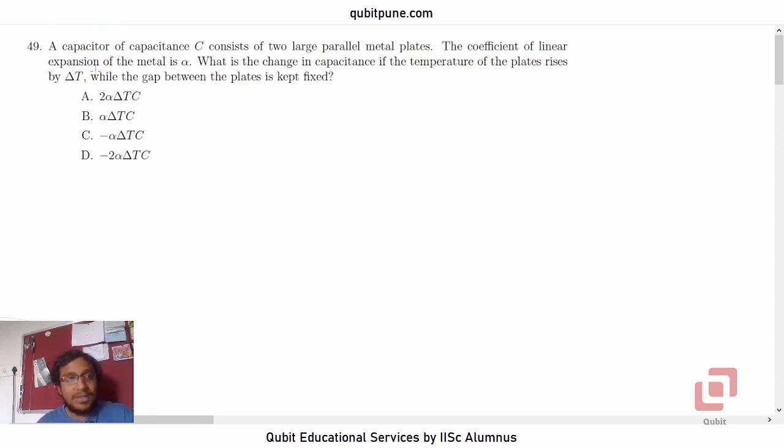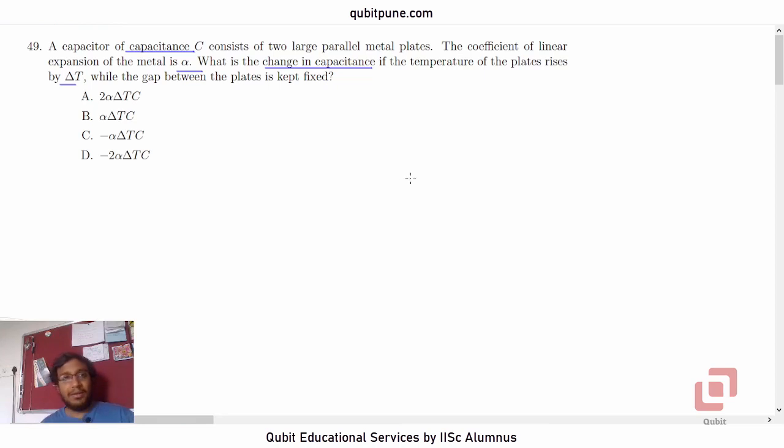The problem is: a capacitor of capacitance C consists of two large parallel metal plates, so it is a parallel plate capacitor. The coefficient of linear expansion of the metal is alpha. What is the change in the capacitance if the temperature of the plates rises by delta T while the gap between the plates is kept fixed?